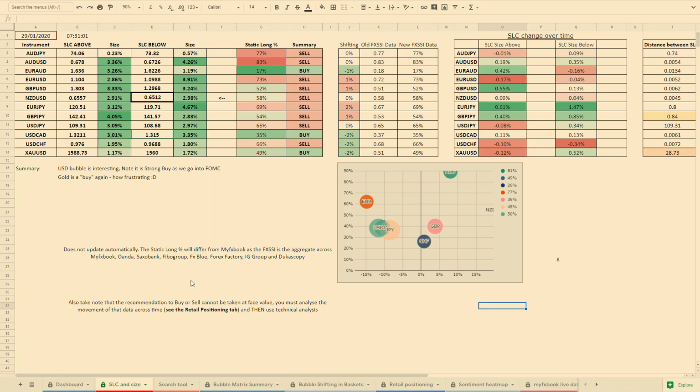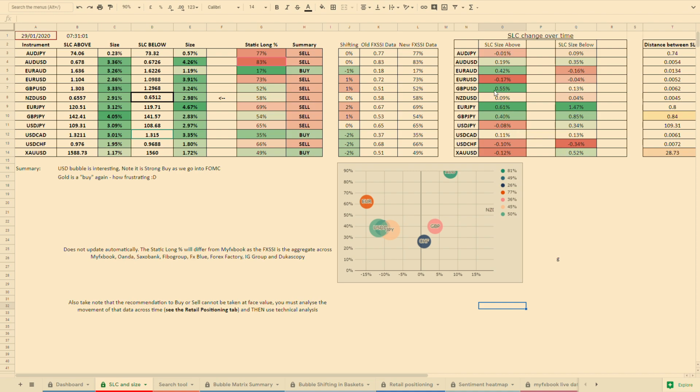Just a slight change to the SLC sheet here. Everything's pretty much the same, apart from we've got this new feature that monitors the change in the size. I've done it above and then below, and it's in color scale, so you should be able to see quite easily and quickly what SLC increased or decreased above or below.